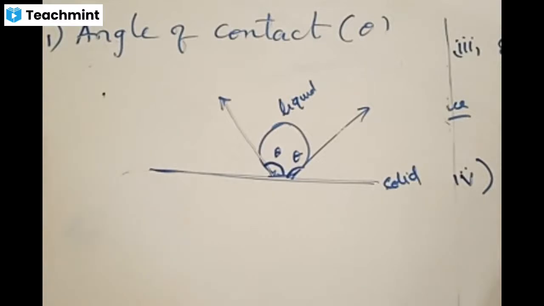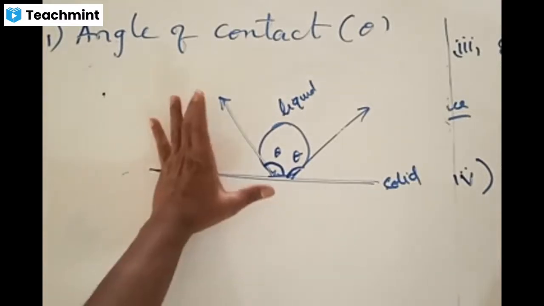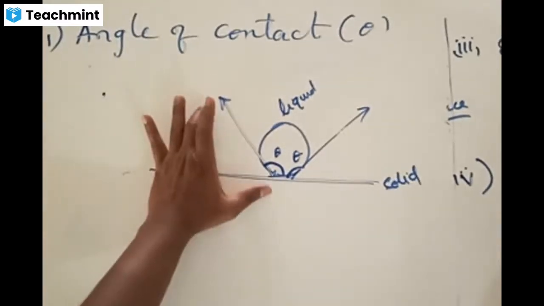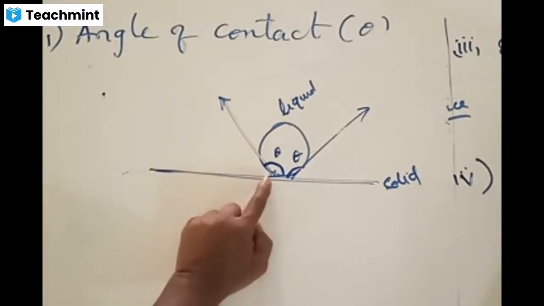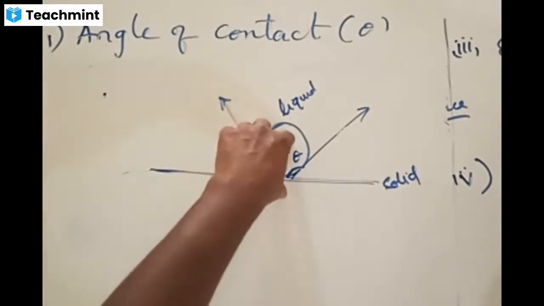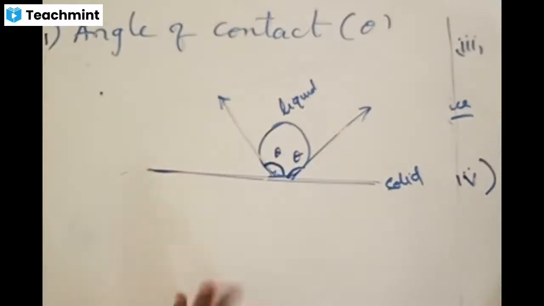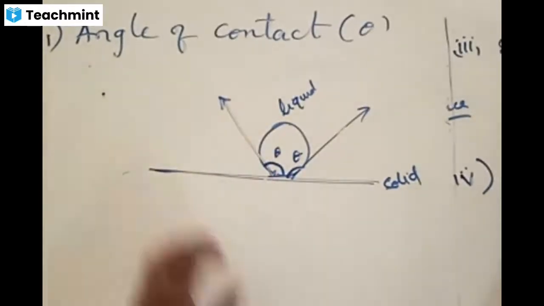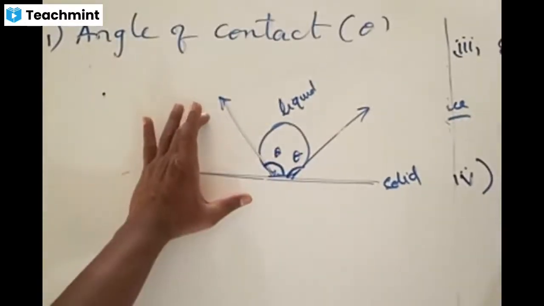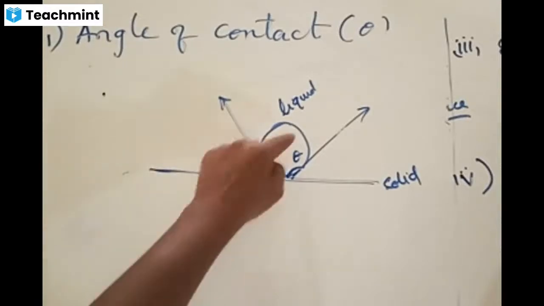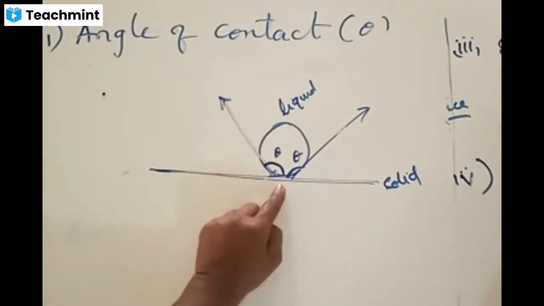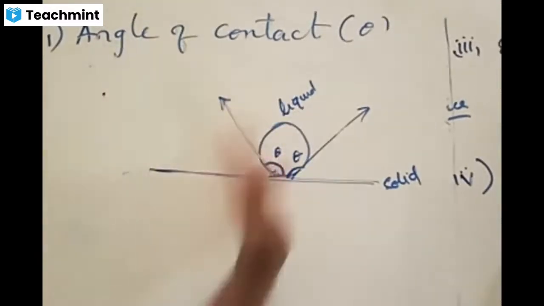Angle of contact is defined as the angle made by the tangential. Where should we take this tangential? Tangential should be taken at the point of contact of the liquid-solid interface. I cannot take it randomly anywhere on this. That's an important point. Angle of contact is the angle made by the tangential drawn at the point of contact of the solid-liquid interface and taken inside that, not outside.